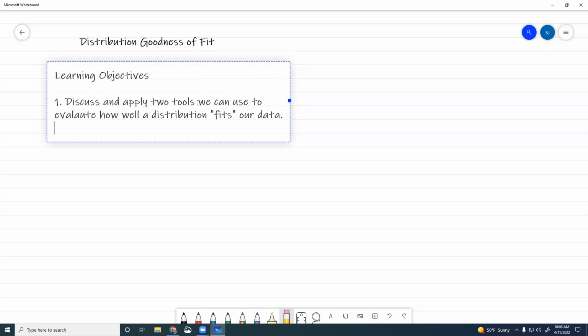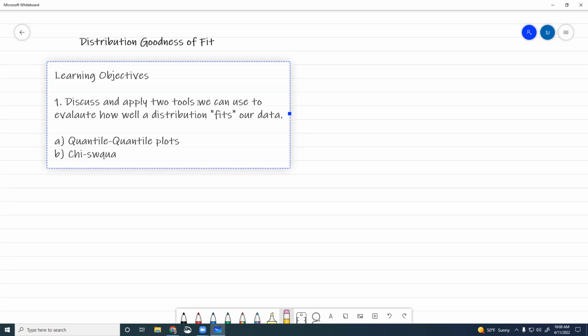And the two tools we're going to be using are quantile plots, and you learned about this in the video. And we're also going to do the chi-square goodness of fit test.